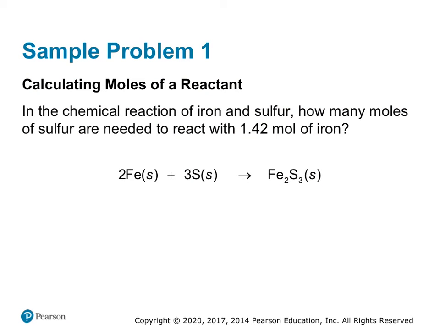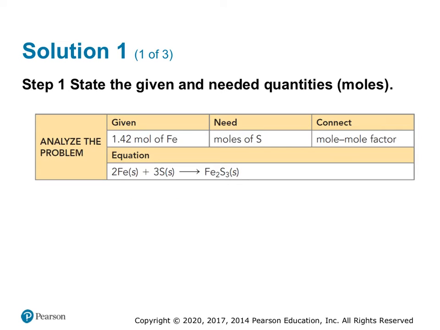So here's an example problem. It says, in the chemical reaction of iron and sulfur, how many moles of sulfur are needed to react with 1.42 moles of iron? So we have a balanced equation, which we can't do anything without. We're given 1.42 moles of iron. That's our known, and our unknown is moles of sulfur.